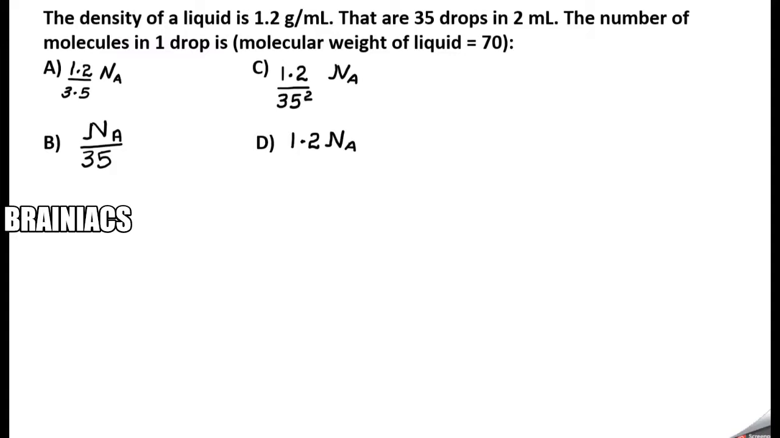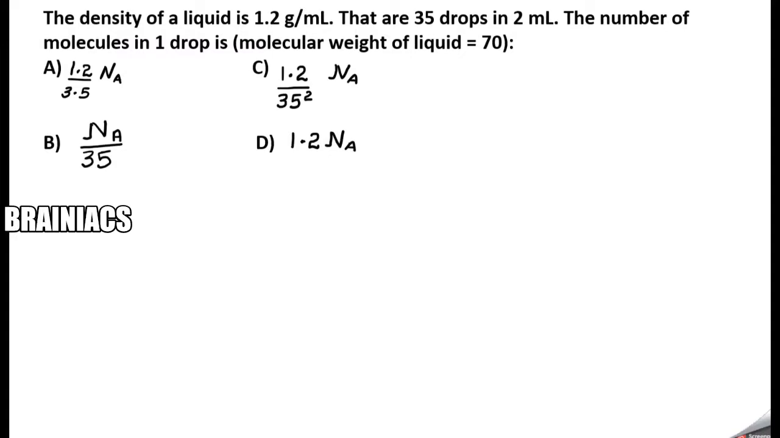So there is a good question in front of you. Just to read the question: the density of a liquid is 1.2 gram per ml. There are 35 drops in 2 ml. The number of molecules in one drop is... This is the question. So I hope you understood the question. We'll try to see it line by line.